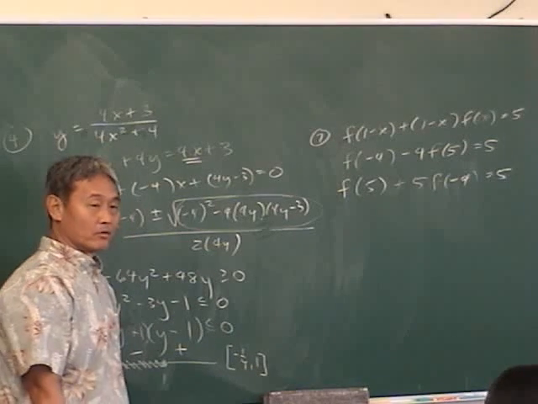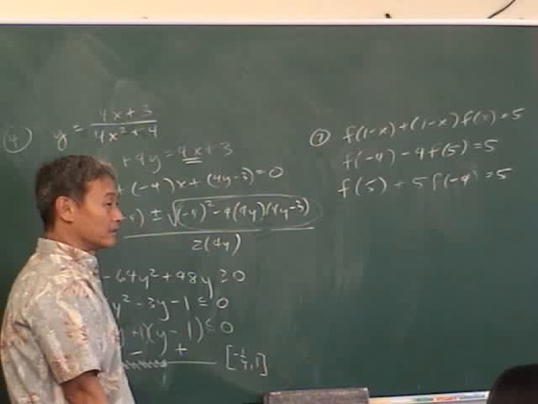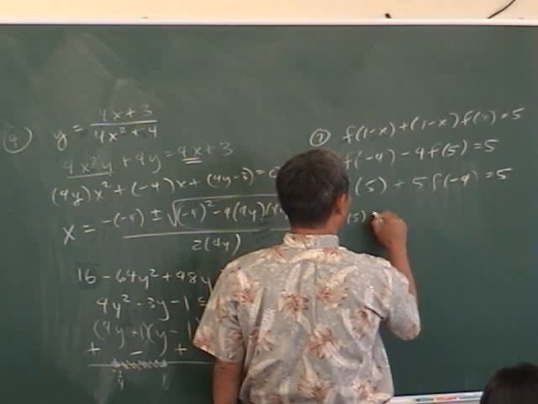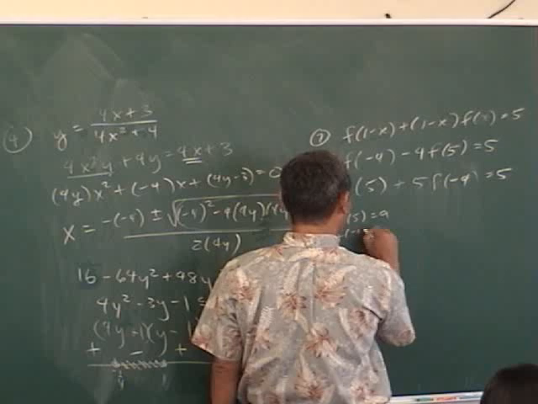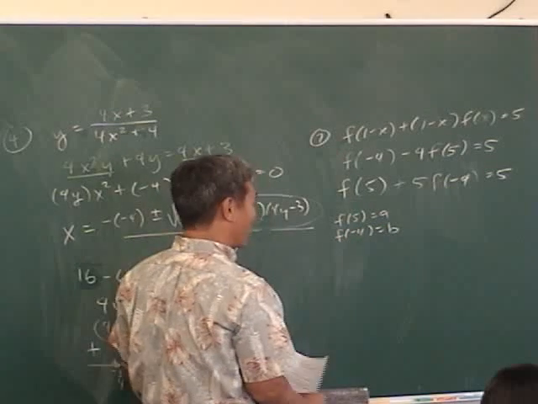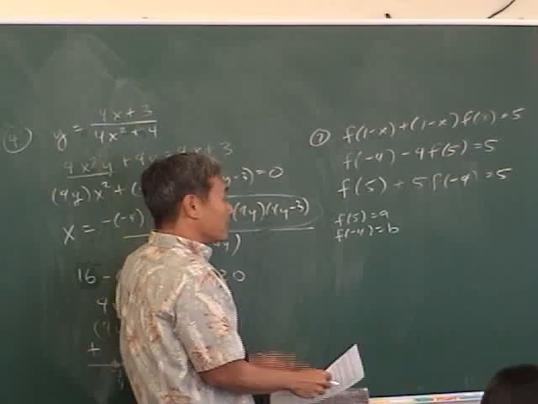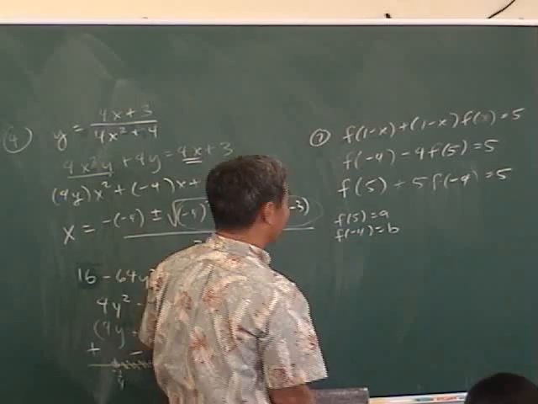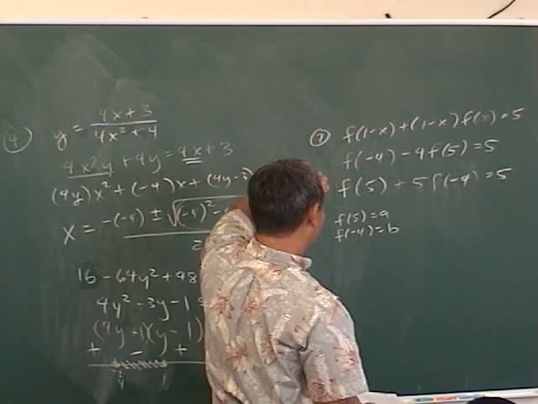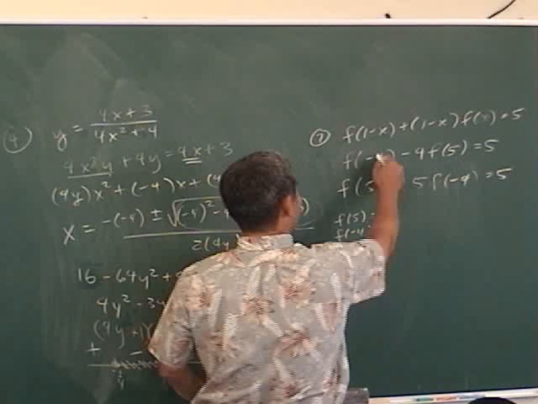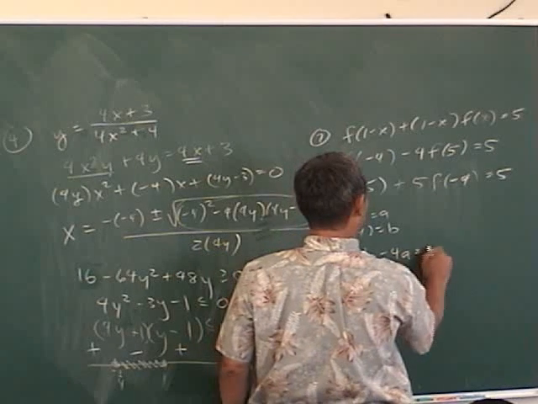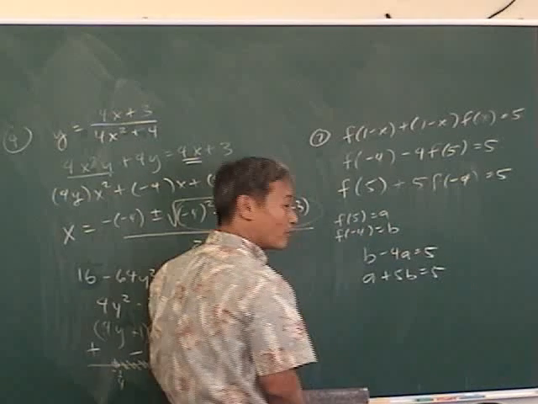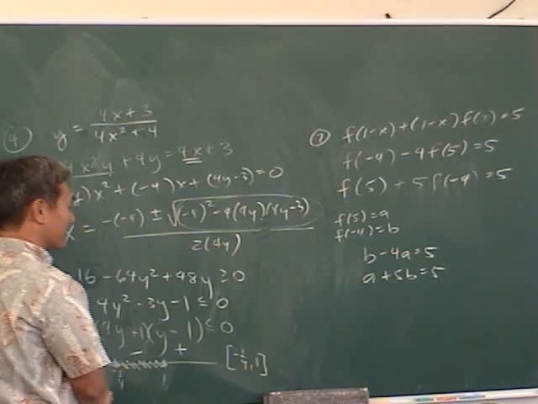Do you want me to solve it? Do you guys understand? Okay, here. Why don't we call f of 5 A, and why don't we call f of negative 4 B? Because every year I give this problem, and they don't understand what you mean by 2 equations, 2 variables. Well, you don't know what f of 5 is. That's a variable. You don't know what f of negative 4 is. That's a variable. So why don't we call f of 5 A and f of negative 4 B? So isn't this the same thing as B minus 4A equals 5? And this equation is A plus 5B equals 5. See, 2 equations, 2 variables. It's just algebra 1. And you solve it.